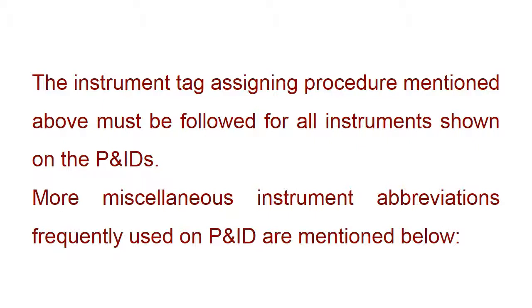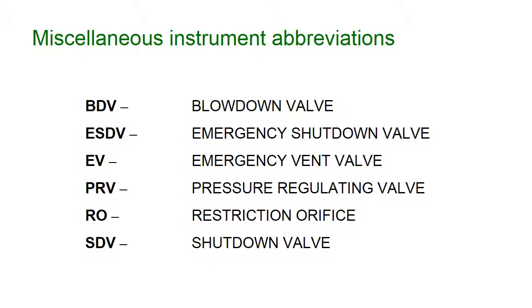The instrument tag assigning procedure mentioned above must be followed for all instruments shown on the P&IDs. More miscellaneous instrument abbreviations frequently used on P&IDs are mentioned below. BDV blowdown valve, ESDV emergency shutdown valve, EV emergency event valve, PRV pressure regulating valve. RO restriction orifice. SDV shutdown valve.